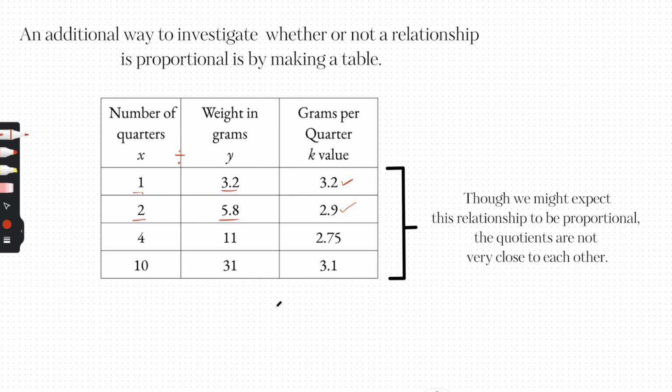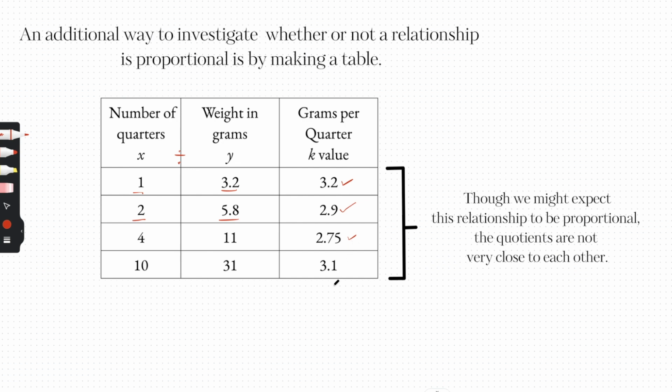Now, based on this information, because these k values are quite different, here we have 2 3/4 or 2.75, and here we have 3.2, we can expect that this data is not proportional because these values need to be much closer. Ideally, they'd all be exactly the same, but sometimes they'll be very, very close.